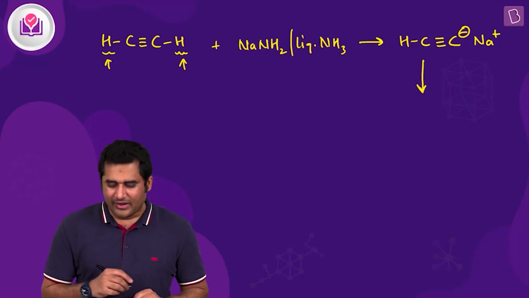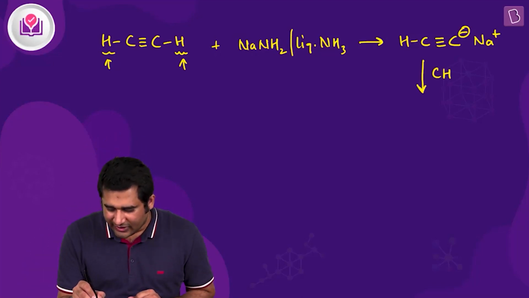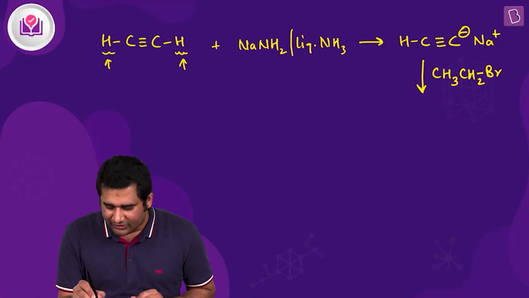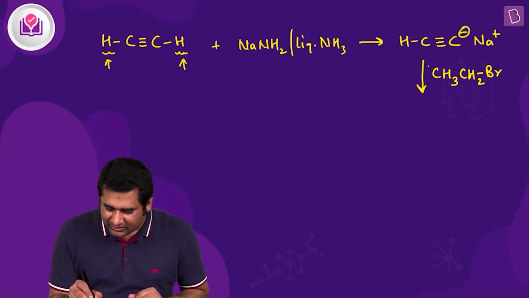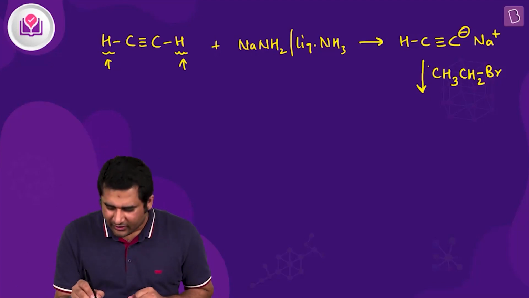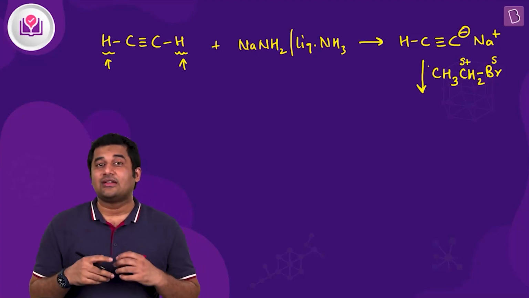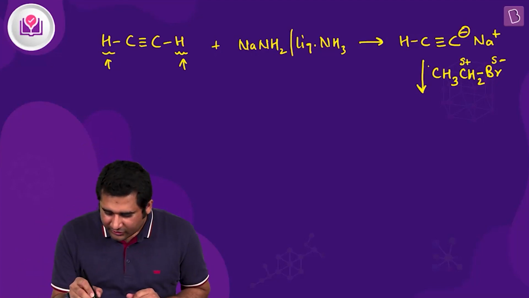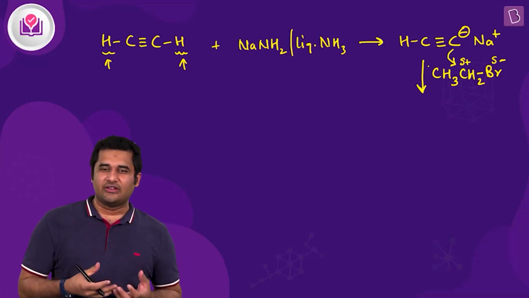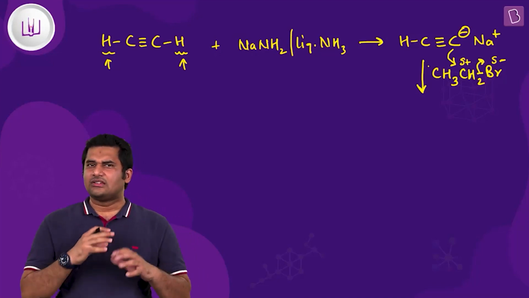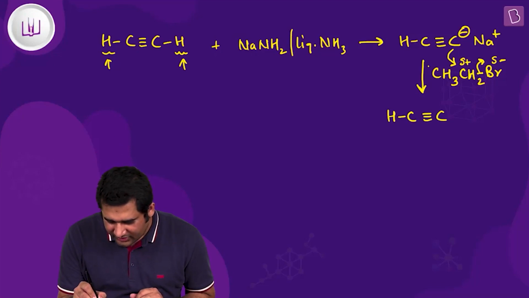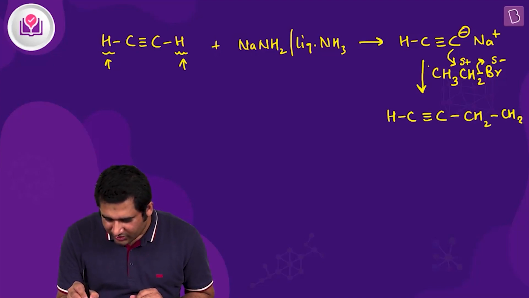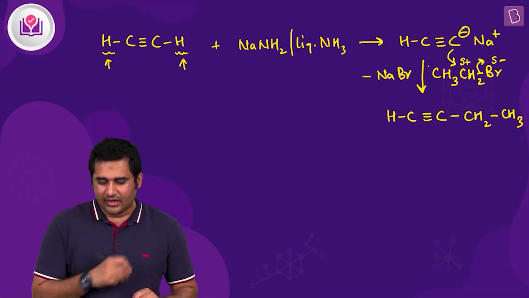Clear? And now, followed by this reaction, we are reacting it with ethyl bromide, CH3CH2Br. So now this HC≡C⁻ will act as a nucleophile and will attack the carbon which is directly bonded to bromine. Why? Because bromine is more electronegative, so this carbon will carry the highest intensity of delta positive charge. So this negative will attack here, and this will be a nucleophilic attack leading to release of bromine. So this is nothing but a kind of nucleophilic substitution. And what you will get is HC≡C-CH2-CH3, and NaBr will be released.